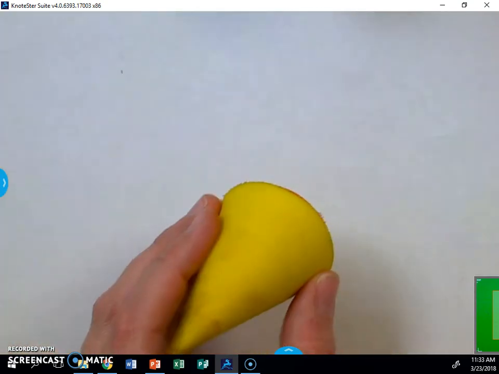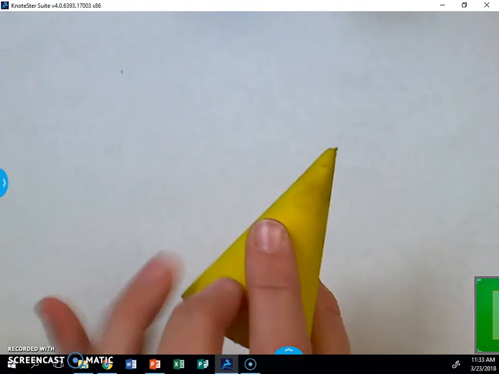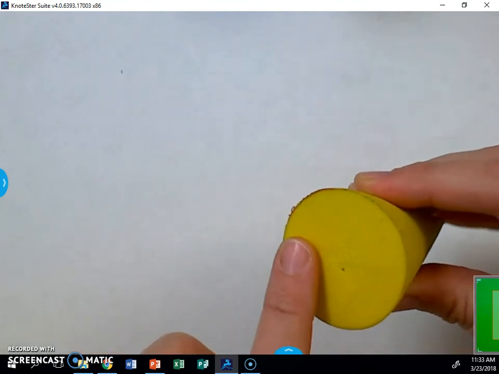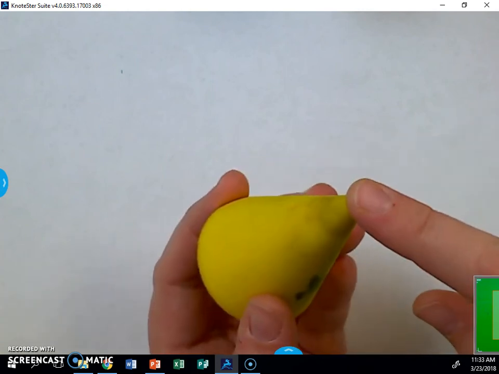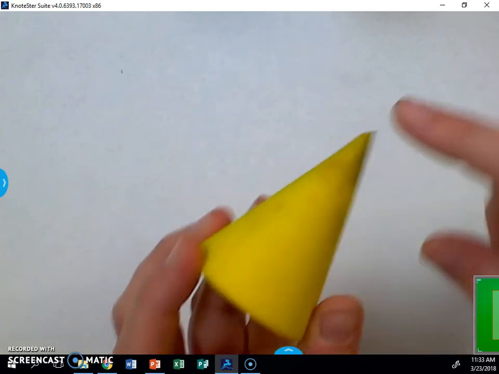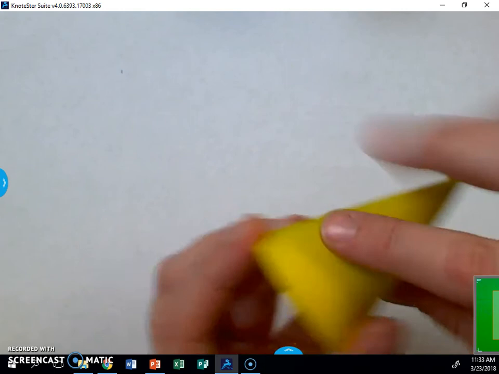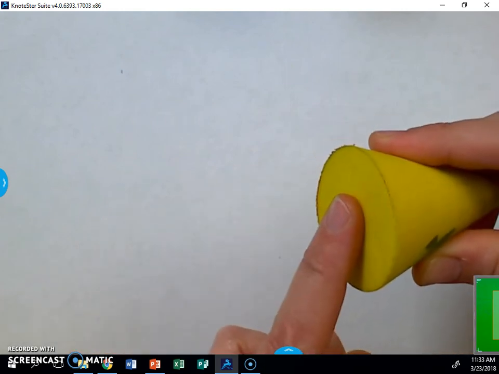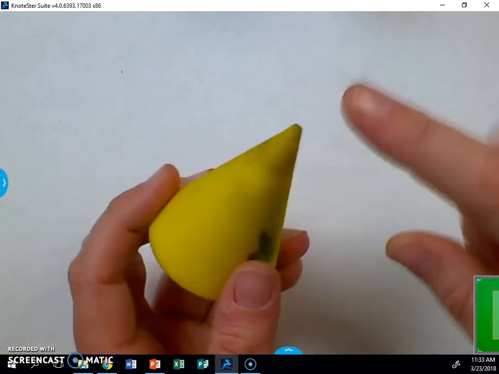The next one I'm going to show you is a cone. A cone is like a party hat. It has a face on the bottom and a vertice at the top. But it has a curved surface here, and this is not considered an edge. So we have 1 face, 0 edges, and 1 vertice.